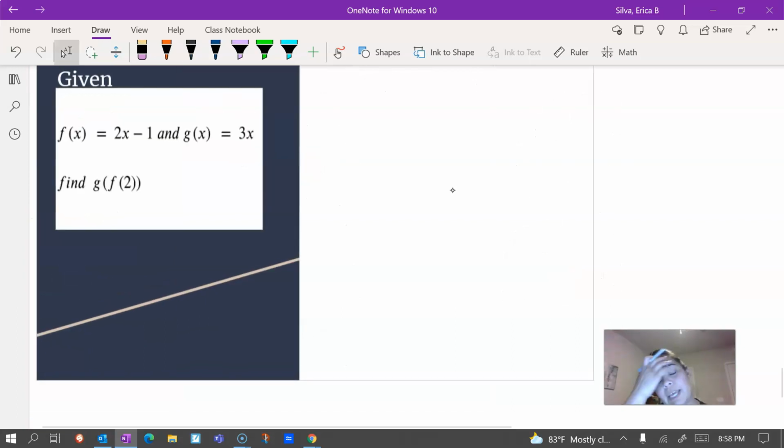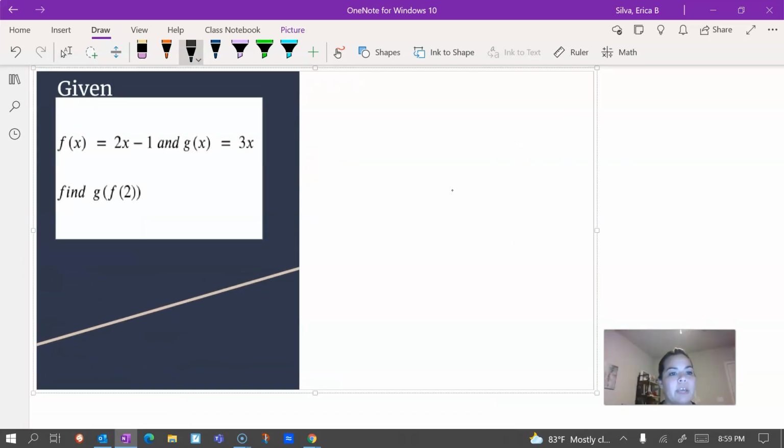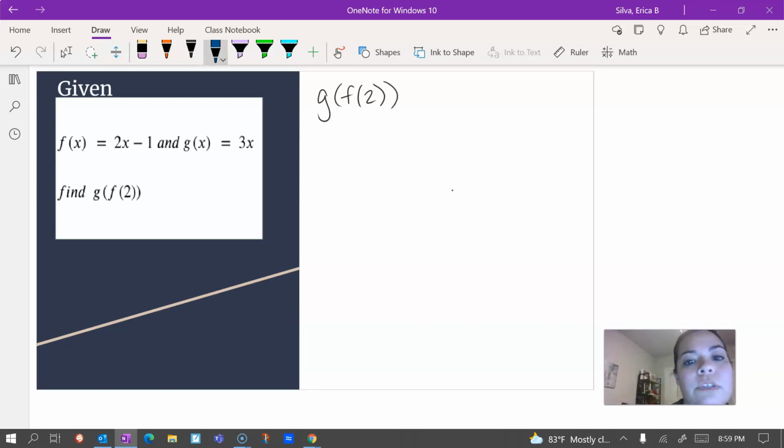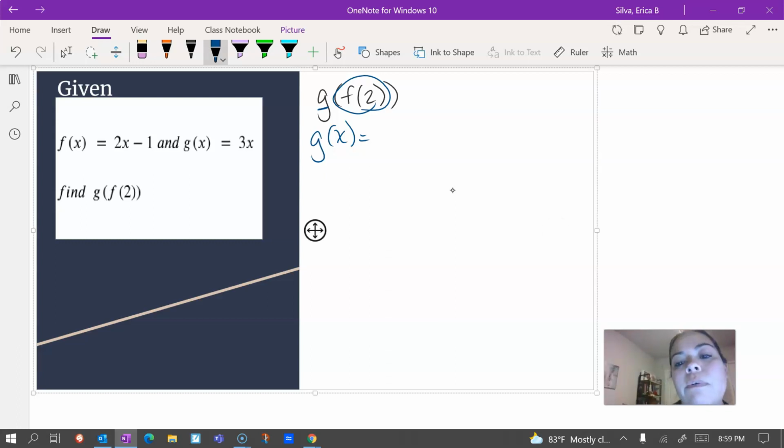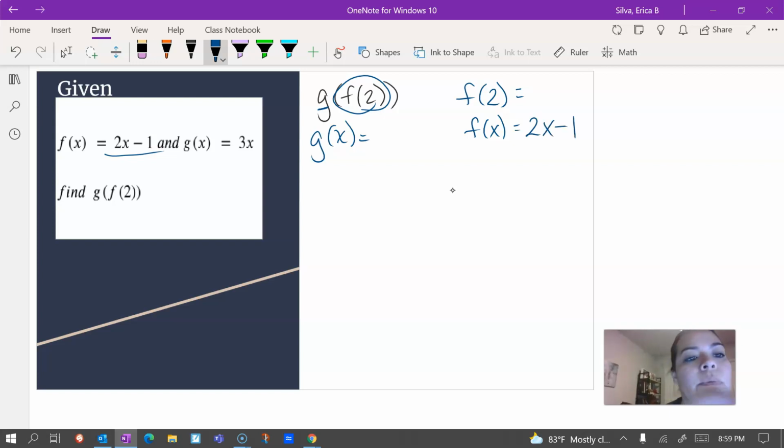So now let's look at this next one. Given f of x and g of x, we need to find g of f of 2. All right, so our main function is g of x. But since this has a value inside of it, we need to do that one first. So first we're going to do f of 2, which means we're going to get f of x, which is 2x minus 1. And wherever we see that x, we're going to plug in 2.